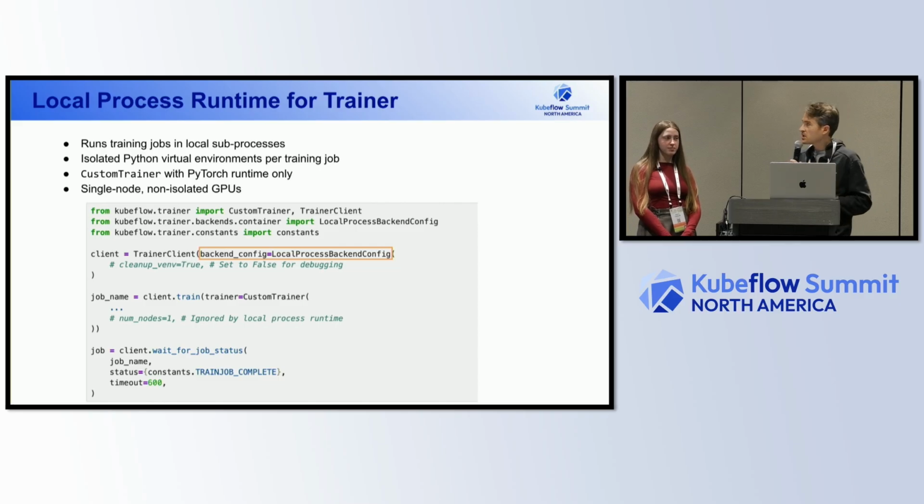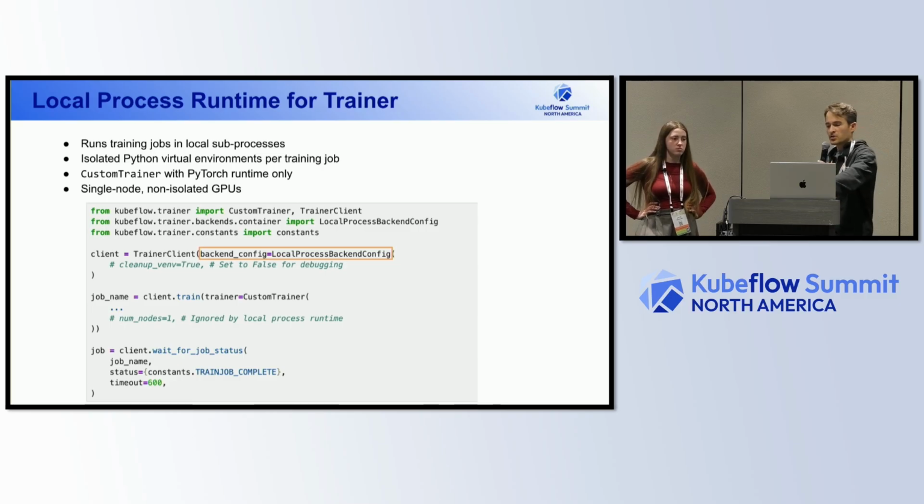So below there is a screenshot of what it looks like to actually use that local process runtime. Basically nothing changed. The only difference is that you have to provide the backend config, and there you provide the local process backend config. There are a few configuration parameters. For example, when you want to troubleshoot your train job, if you run it locally, you can keep around the virtual environment. And something to notice is that the parameter where you can specify the number of nodes when you want to distribute the training job is not taken into account because, as I said before, that local process runtime only supports single node training jobs.